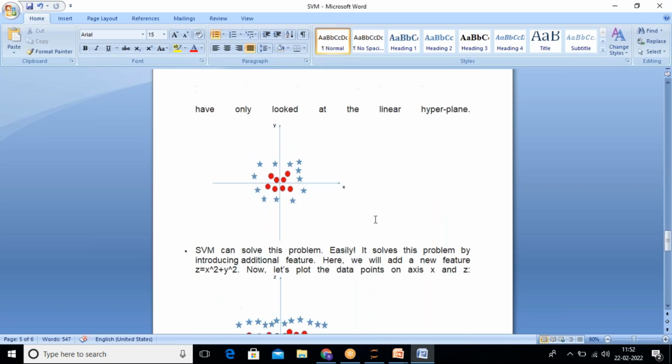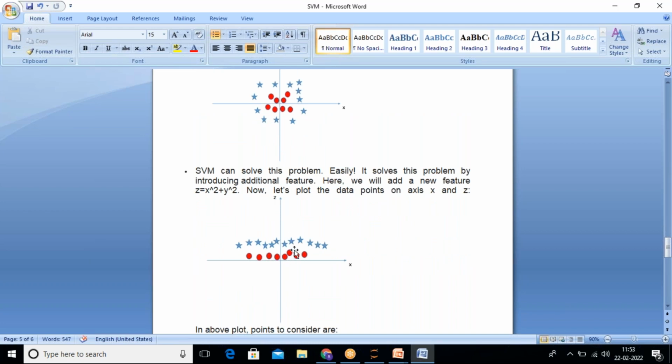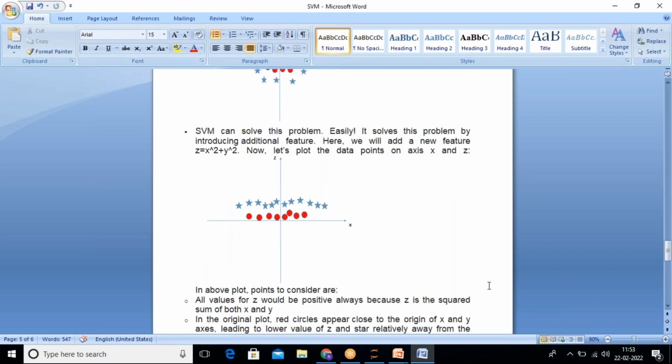So here we have plotted x and y, so it was non-linear. Now if we take z as x square plus y square, one thing we understand is that z can never be negative, right? So if we plot x and z instead of x and y, because previously it was x and y and something like this, non-linear, but when we plot x and z, will we get something like this? Yes or no? Tell me.